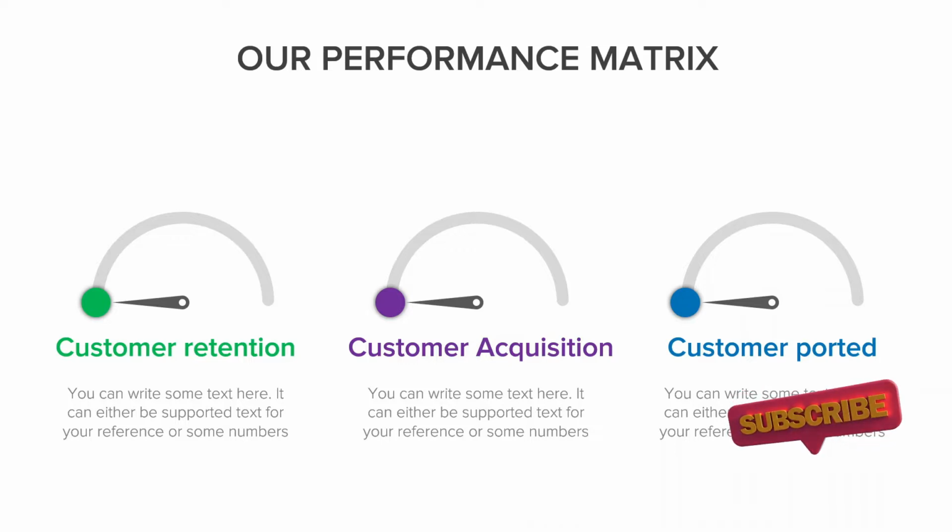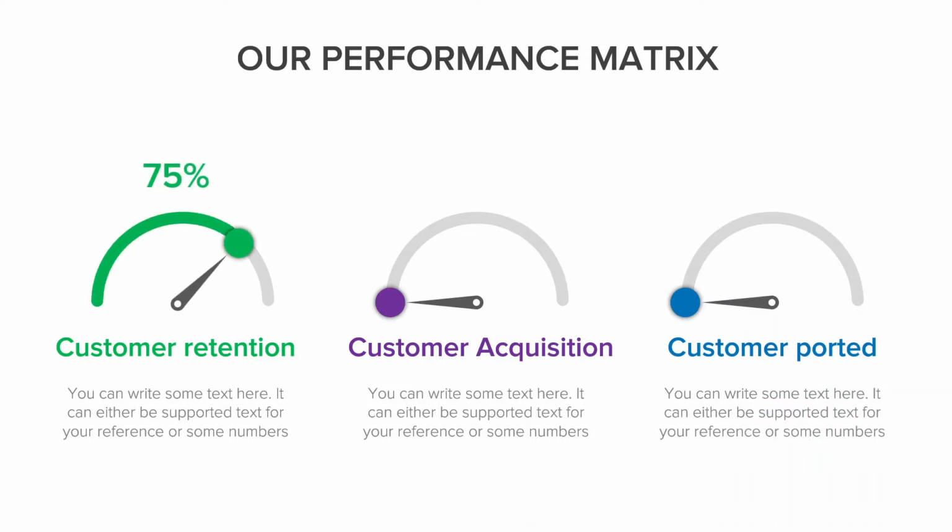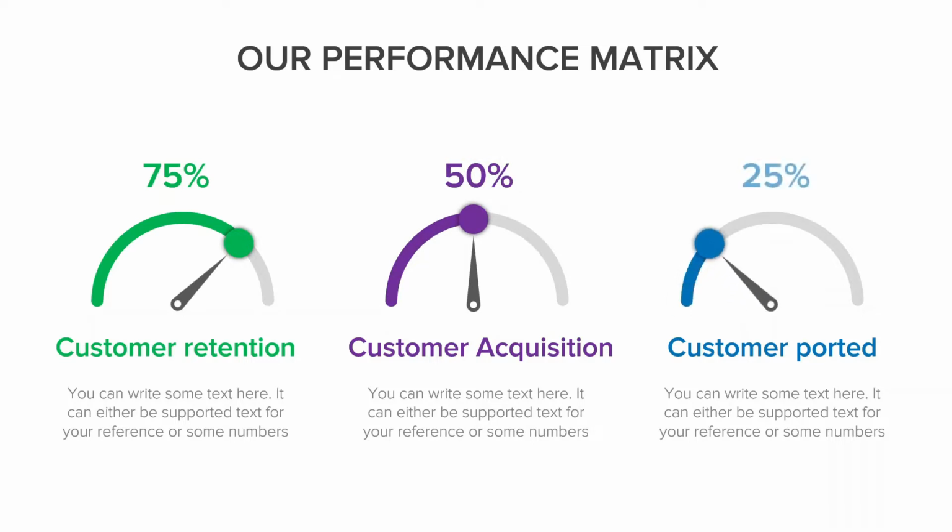As soon as you press any key on the keyboard or a button on the presenter, you can see the customer retention is 75%, the customer acquisition is 50%, and the customer ported is 25%. So this is how someone can show a performance matrix of their company. To reduce the time, we will create only one and the rest is just copying.